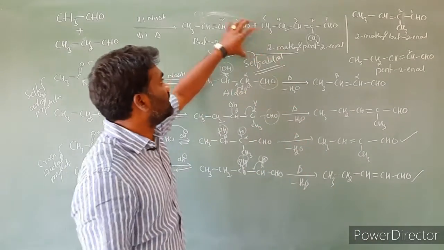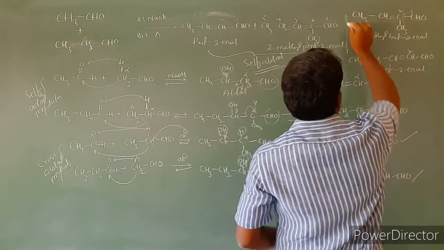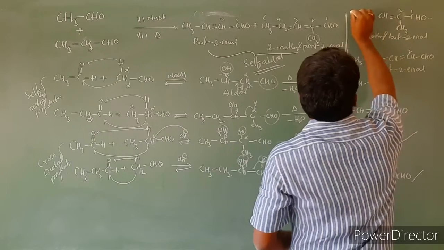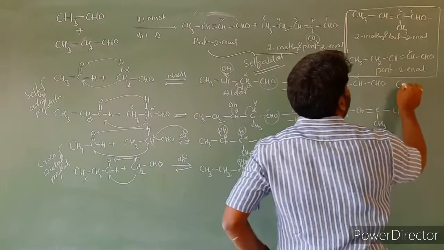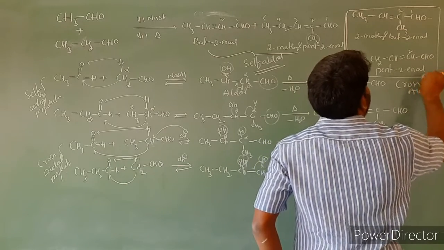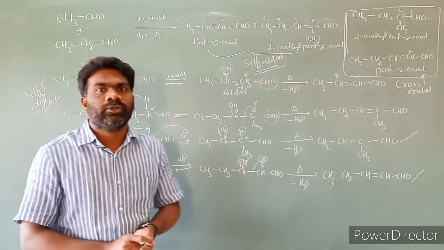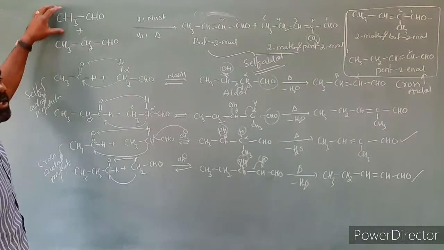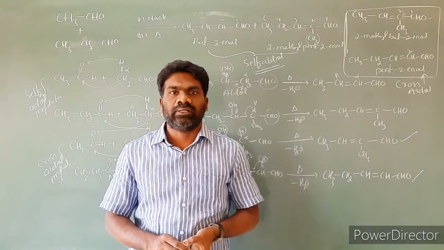So how many in total? These are the two and these are the two. These two we have to call cross-aldol products. Two self-aldol products and two cross-aldol products are formed in a reaction if you take two different aldehydes. So this is aldol condensation.